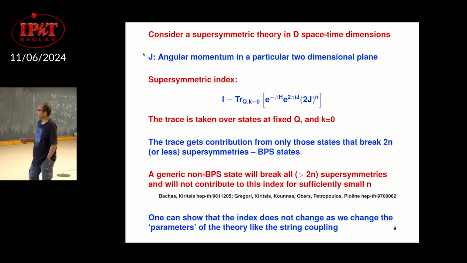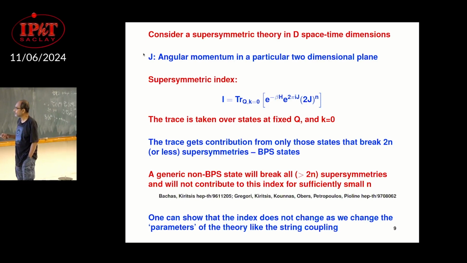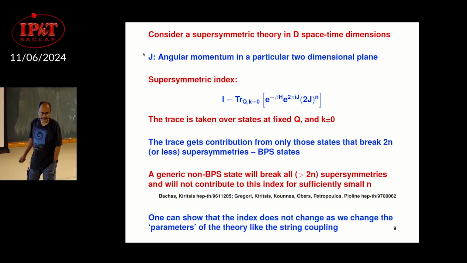One can show that if we calculate a trace like that, it gets contribution from only those states that break 2n or less supersymmetries, and these are what we call BPS states. For example, if n is 0, then this trace will get contribution from only those states which do not break any supersymmetry, and those are only the ground states. So n equal to 0 is a Witten index that just counts supersymmetric ground states of the system.